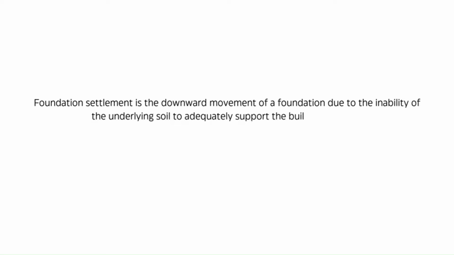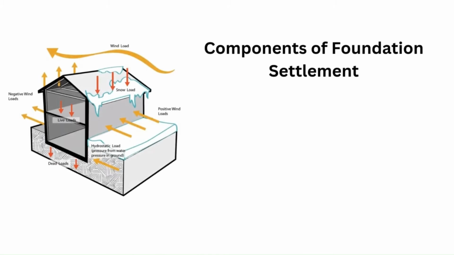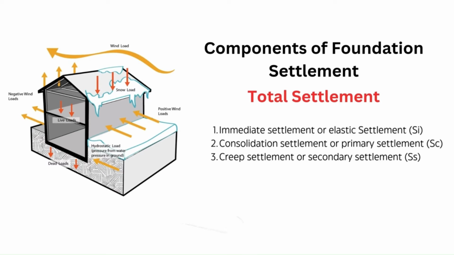Types of soil settlement. When the load comes over a soil mass, 3 types of soil settlement are going to occur. These settlements occur at different time periods during the life of the structure, and the sum forms the total settlement of the foundation. Hence, the 3 components of the soil settlement are immediate settlement or elastic settlement, consolidation settlement or primary settlement, and creep settlement or secondary settlement.